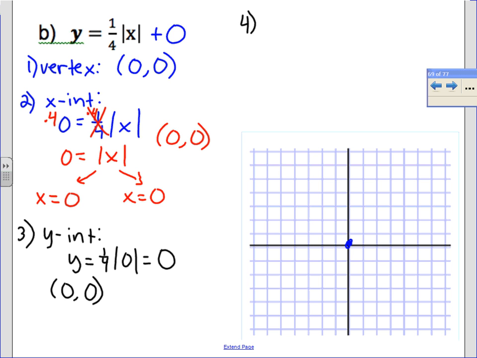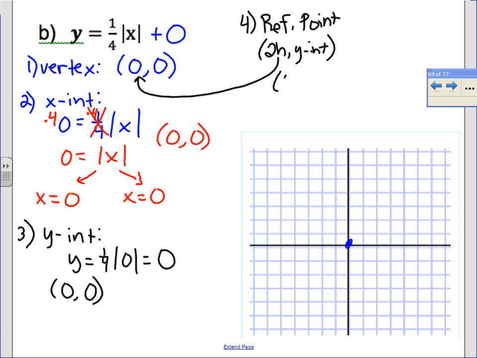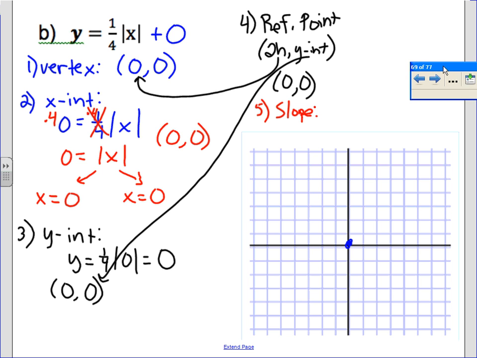Okay, let's go to the reflection point, sorry, and then we'll go to the slope. Our reflection point, okay, is always going to be 2h comma the y-intercept. So you probably already realized 2 times the h of the vertex, remember that's the h of the vertex, is 0, and we know the y-intercept, which we just found, is 0. So there we go. It's another point that we've already plotted.